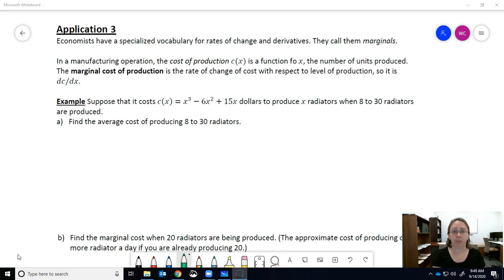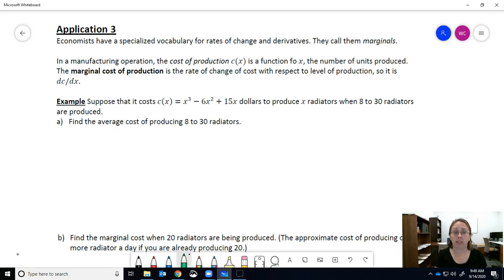For example, suppose that we have this cost function here. This is the number of dollars to produce X radiators when 8 to 30 radiators are produced. So if you're outside of that interval, 8 to 30, this cost function would not apply. So let's find the average cost of producing 8 to 30 radiators. Now this is very similar to what we did in week 1. This is for finding the average between 2 points of production rates.